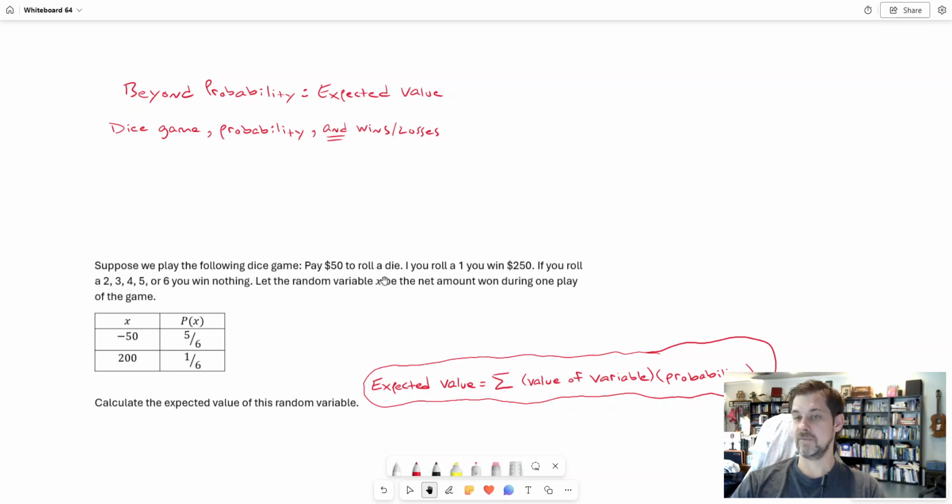So we pay $50 to roll a die. If we roll a 1, we win $250. So we pay 50, we roll it. If we win, 250 is handed right back to us. If you roll any other number, meaning 2 through 6, then you win nothing, meaning you lose the 50 that you paid to roll it. All right. So hopefully, that's simple enough.